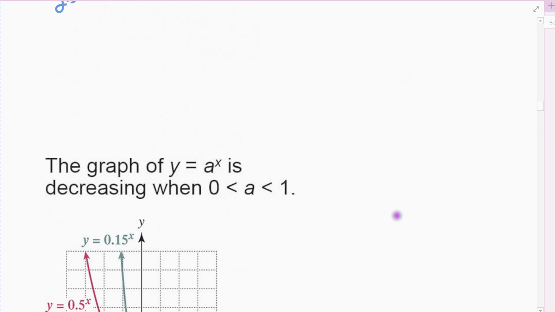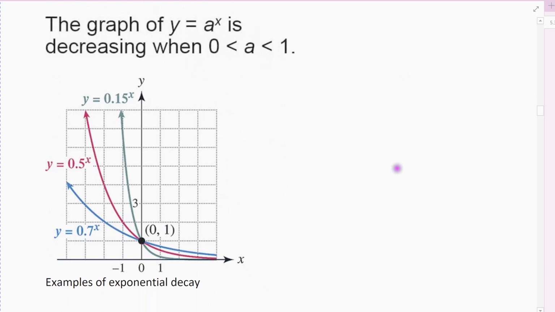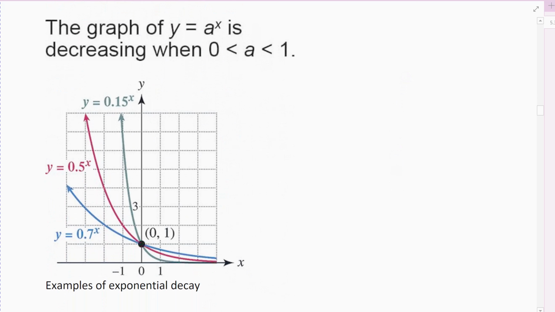This is the decreasing case, the decay case. All of my values are fractions between 0 and 1. The bigger the fraction, this time the slower the decrease. The smaller the fraction, the bigger the decrease. 0.15 is smaller than 0.5, and 0.5 is smaller than 0.7. And so its behavior is the exact opposite. Again, all of them go through (0, 1), and all of them approach y equals 0. So this would be exponential decay. It never hits 0, but it gets closer and closer to 0.